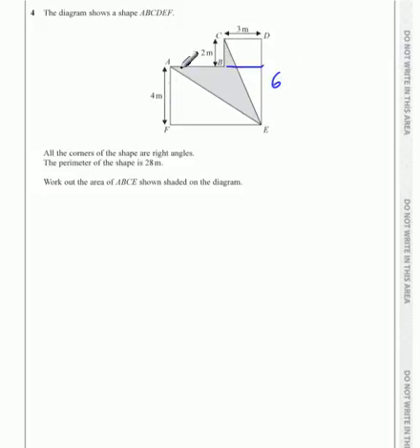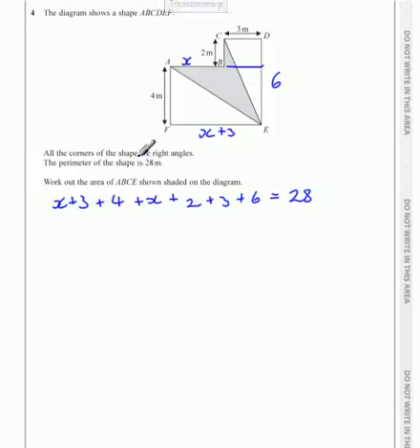So what we need to do is label some of these sides to start with. First off, that 6 there has come from the 4 plus the 2. And then we're going to label this one x, which means this one down here is x plus 3 from what we have at the top. So the perimeter of this is x plus 3 plus 4 plus x plus 2 plus 3 plus 6. And that equals 28 from the question.